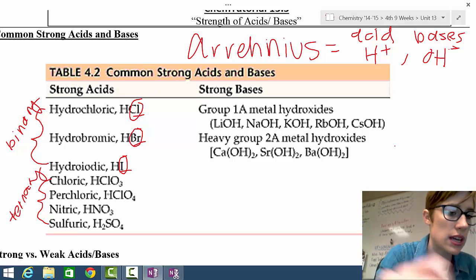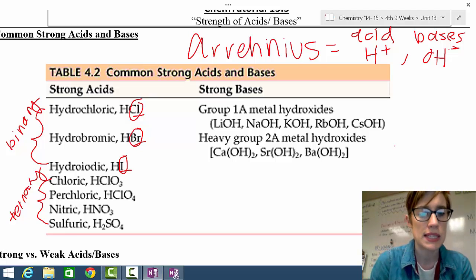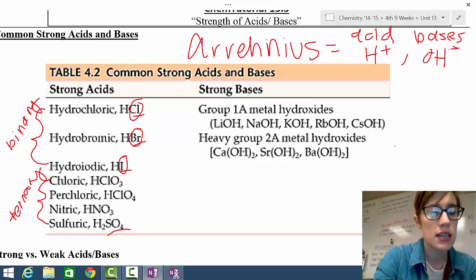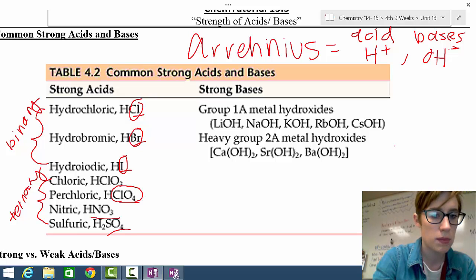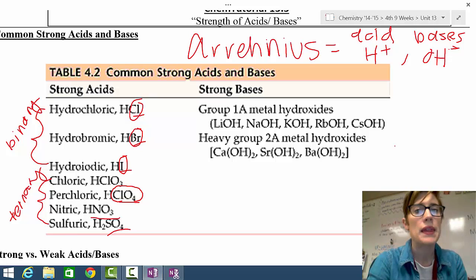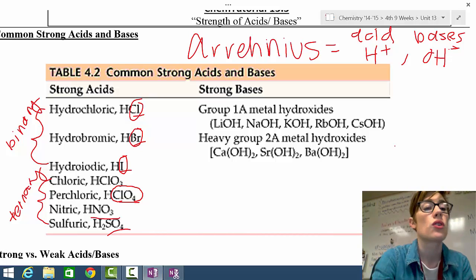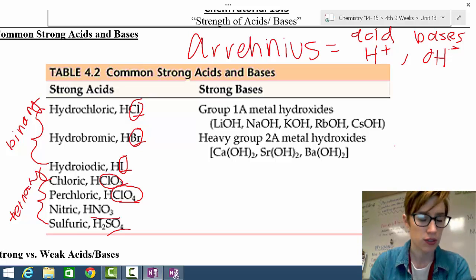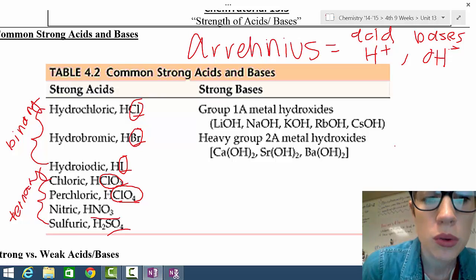Remember, ternary is just any acid that has three or more elements in it, and that is sulfuric acid, nitric acid, and perchloric acid, which, by the way, this compound is called perchlorate, which is why the acid is named perchloric, and this is chlorate without the per in front of it, and that's why it's named chloric acid.